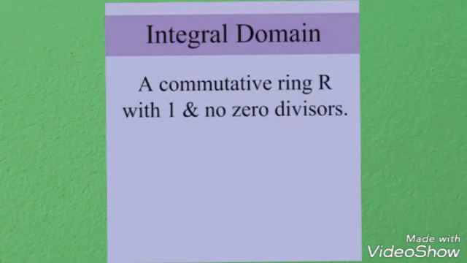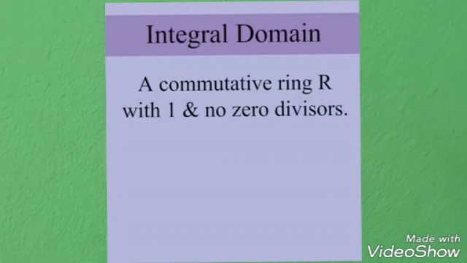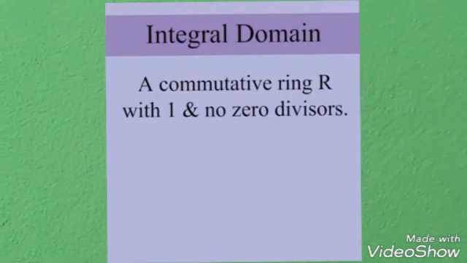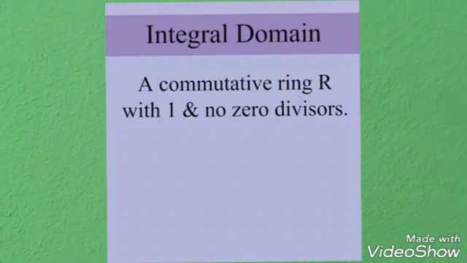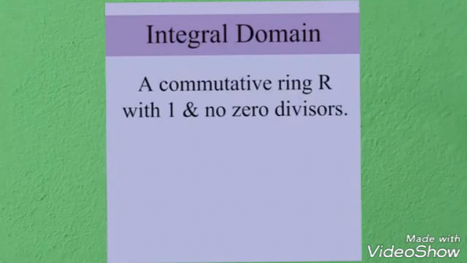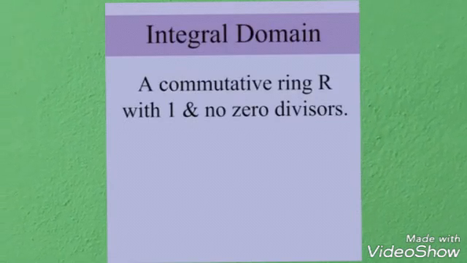To recap, an integral domain is a commutative ring with 1 that has no zero divisors. The absence of zero divisors means you can use the cancellation property. It also means you can solve an equation by factoring and setting the terms to 0.